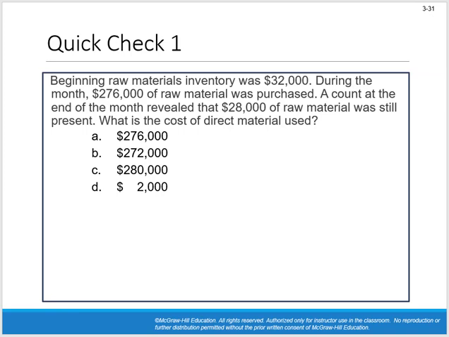Quick check one. Beginning raw materials inventory was $32,000. During the month, $276,000 of raw materials was purchased. A count at the end of the month revealed that $28,000 of raw materials was still present. What is the cost of direct materials used?